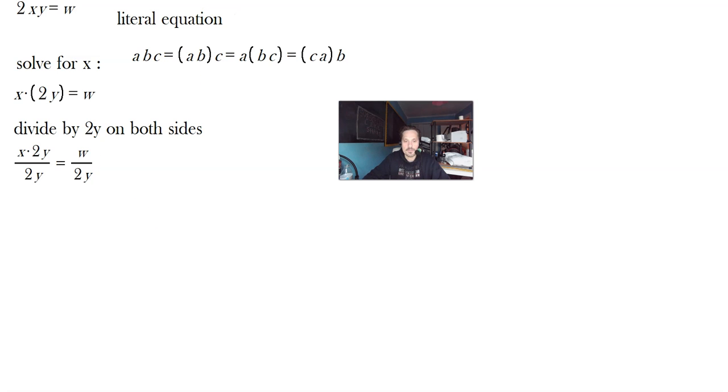So now, on the left side, let me carry this out. This 2y cancels with that 2y, and all that remains is x equals w divided by 2y. That's a way to do it.